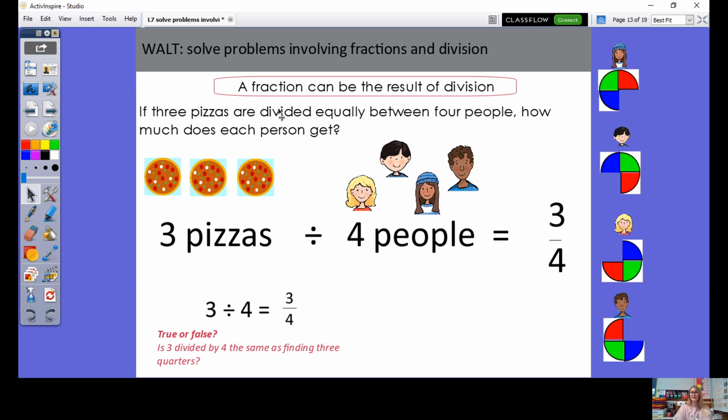So a fraction can be the result of division. So if the 3 pizzas are divided equally between the 4 people, how much does each person get? Well, as we've just seen, each person received 3 pieces of pizza, 3/4. Okay, so is that true or false? It's true. So my wholes that I'm dividing are always going to be my numerator, and how many I'm dividing by are on the bottom in my denominator.